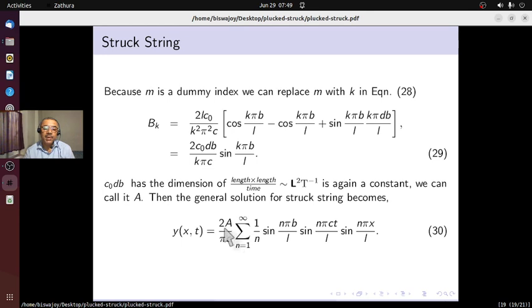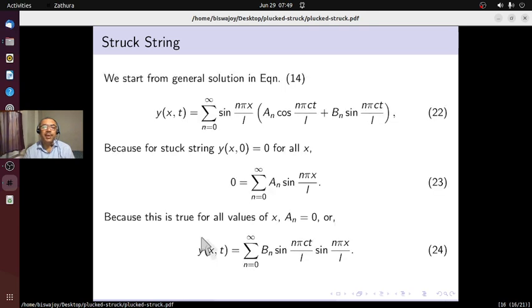And what about this constant a? This constant is nothing but c_0 db, which has the dimension of length squared by t. We put this length squared by t, and this is velocity. So a by c has the dimension of length, so that matches here. y(x,t) has the dimension of length. So fine, we have got solutions for the plucked string and struck string.